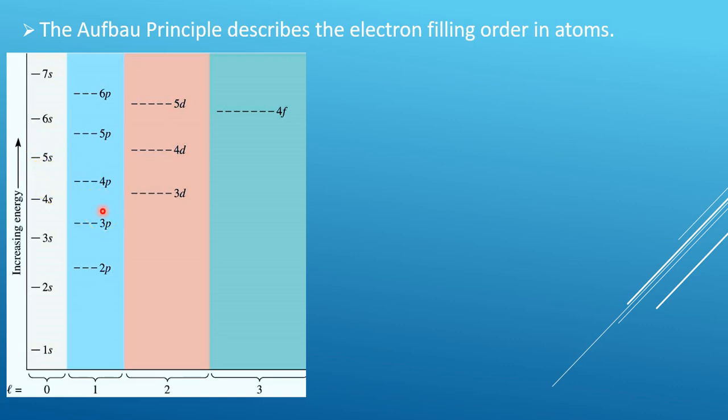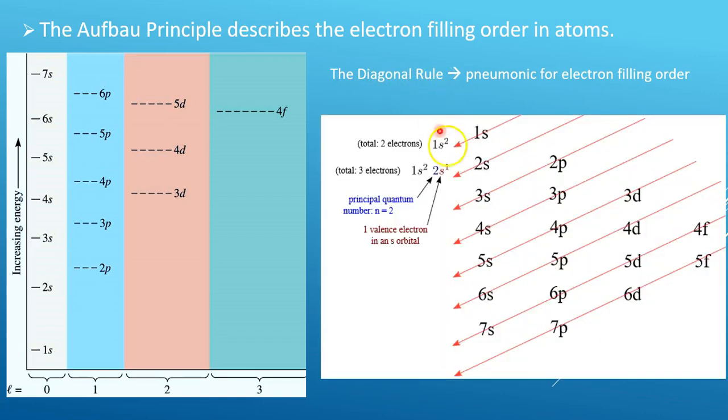To help students remember these overlaps, there's a mnemonic that you can apply, and it's shown on the right hand side here. The mnemonic is called the diagonal rule. You can write it like this. Practice many times, where you write these numbers, and then eventually, with this approach, you can write the electron configuration of any atom.